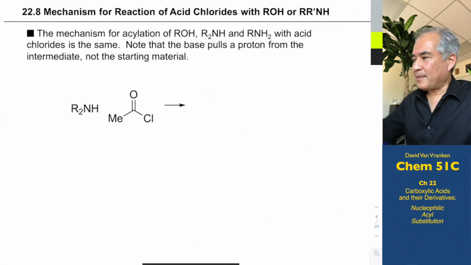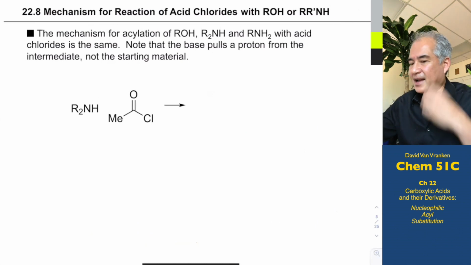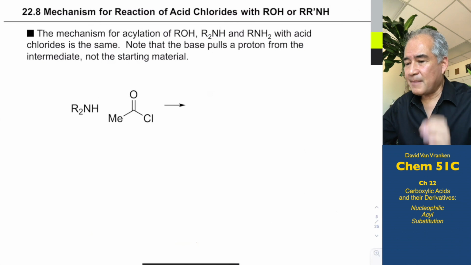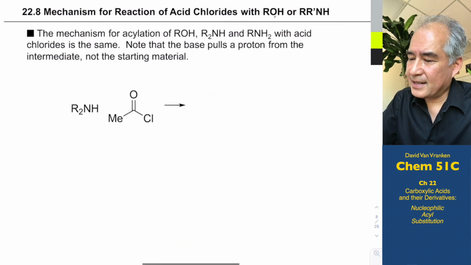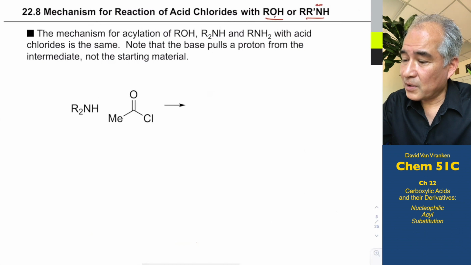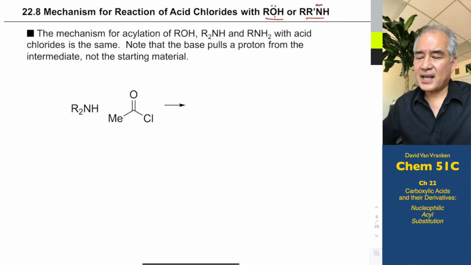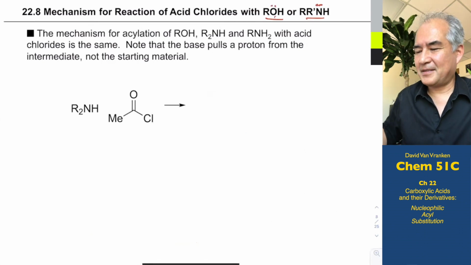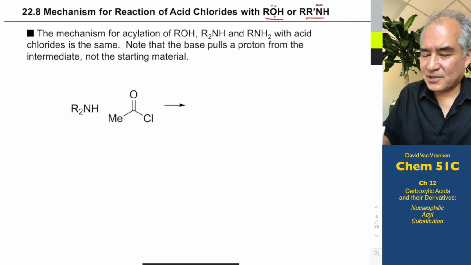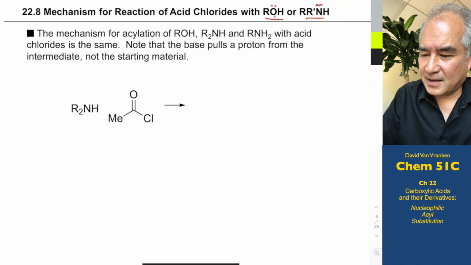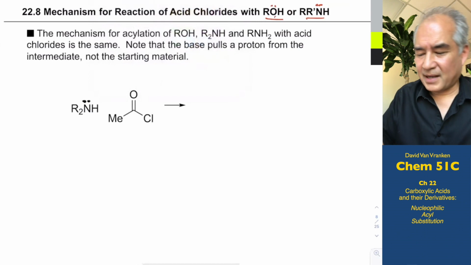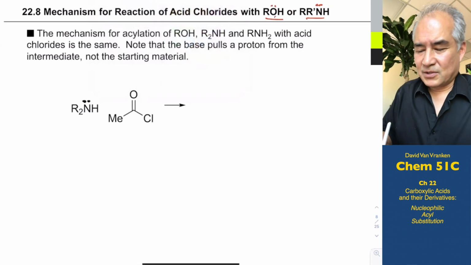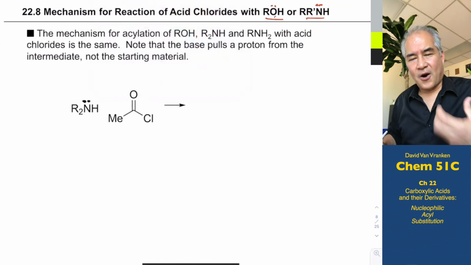All right, let's go ahead and talk about the mechanism for this substitution reaction. It's going to be the same mechanism whether we're adding in an alcohol or an amine. I'm going to show you the mechanism when it's an amine attacking, but they both have nucleophiles with a lone pair in there. So if you want the mechanism for the alcohol making the ester, just replace R2N with an RO group.